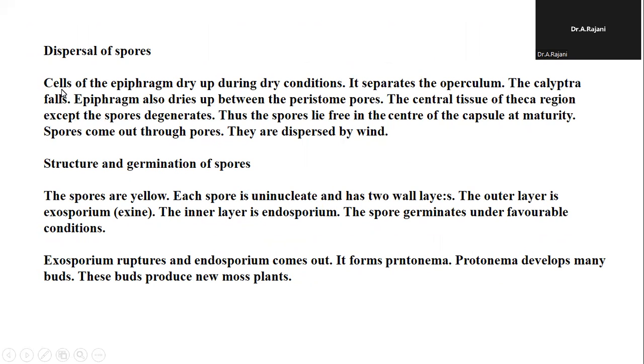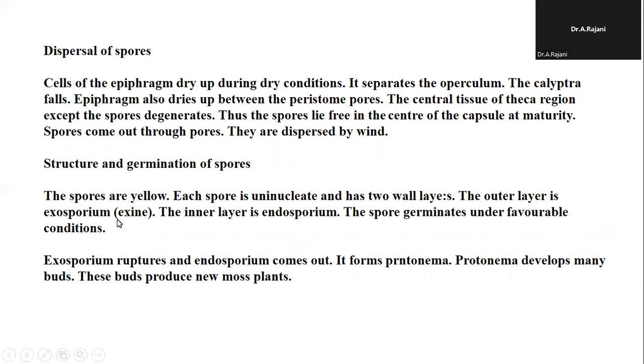So here we can see the cells of the epiphysis, they dry up during the dry season. That is, they won't absorb the water. They completely become dry, and it gets separated from the operculum, and the calyptra will fall. And as the calyptra falls, in the theca region, except the spores, all other tissues or cells will degenerate, and the spores lie free in the center. And upon maturity, these spores come out from this theca region.